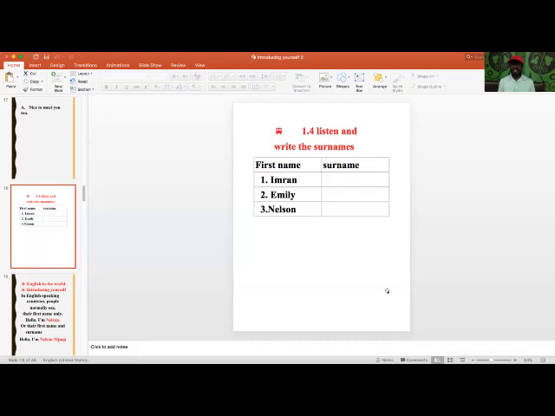First name, surname. Number 1, Imran. Number 2, Emily. Number 3, Nelson. You are going to listen to the recording and write the surname in the box. Get ready with your pen and book and start writing.